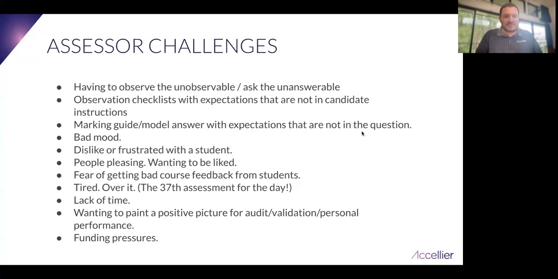It might be a bad mood. Sometimes we get in a bad mood, we're just grumpy, and that might be influencing our decision. We might dislike or feel frustrated with a student. On the other side of things, some of us have this people-pleasing thing. It's hard to say no, and we want our students to like us. Of course, it's very human to want to be liked. We don't want to be disliked. So when you've got to give bad news and tell a student that they've got to do an assessment again, we fear that, and that can really influence the decision we make.